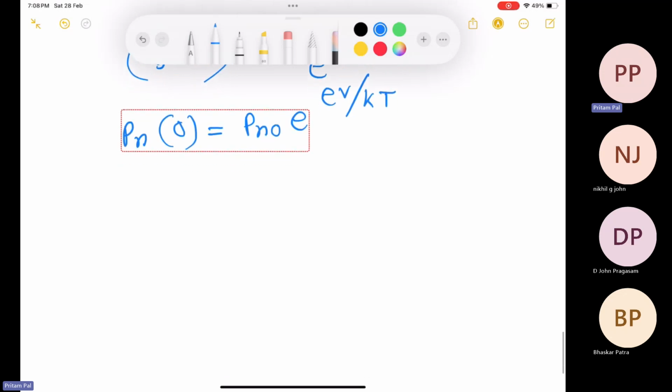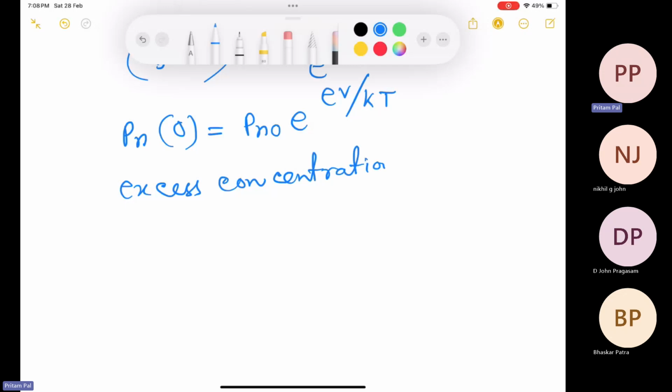Now the excess concentration of the holes diffused through the n region according to this law. The excess concentration is nothing but pn minus pn naught, the equilibrium condition, and then the moment we apply the forward bias. So now let's say we are defining the excess concentration, the way it will diffuse along the n region, as pn prime x.